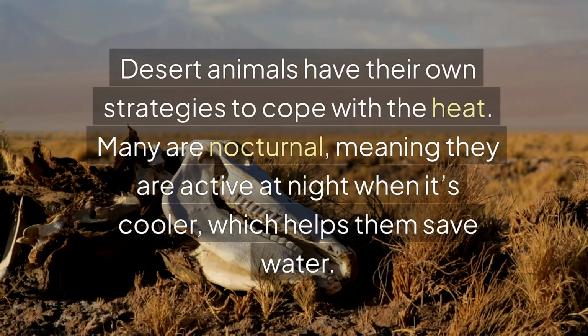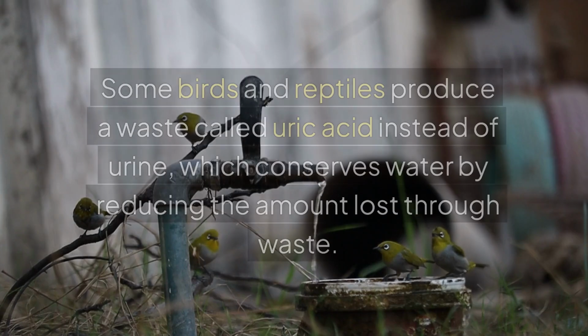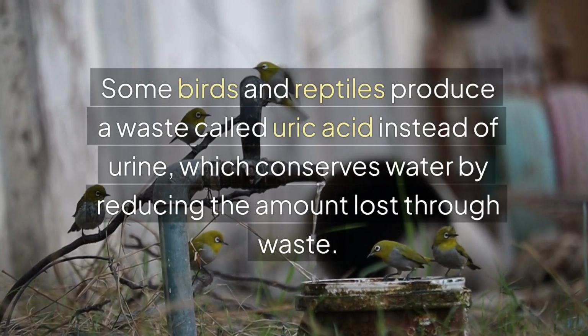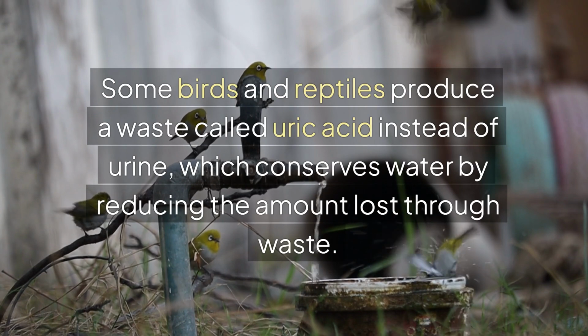Desert animals have their own strategies to cope with the heat. Many are nocturnal, meaning they are active at night when it's cooler, which helps them save water. Some birds and reptiles produce a waste called uric acid instead of urine, which conserves water by reducing the amount lost through waste.